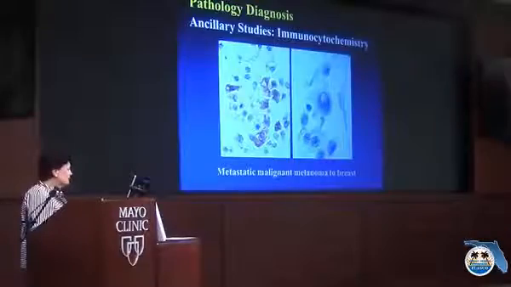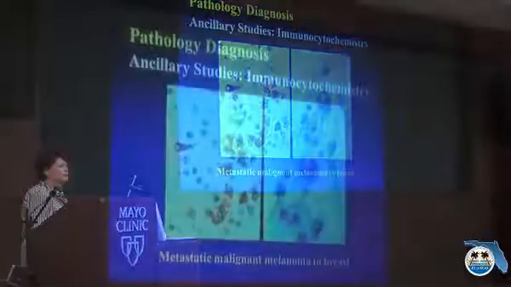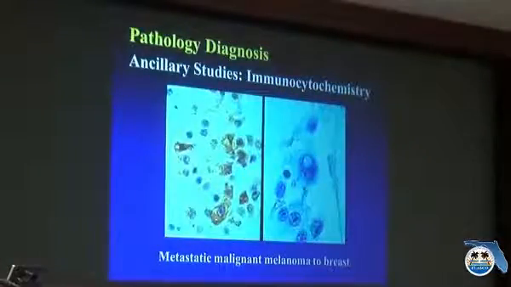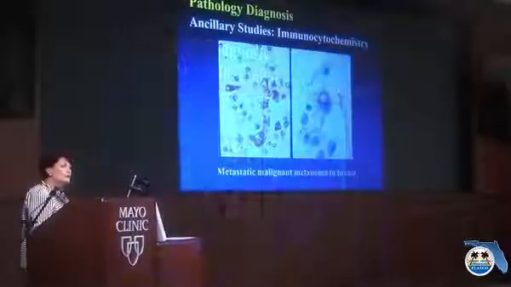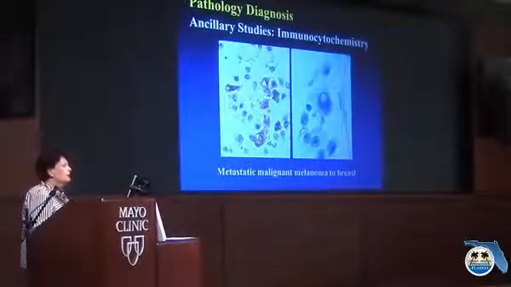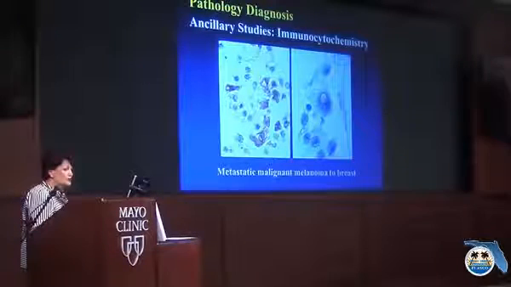This is again another example. Most of my examples are from breast because that's what I do. This is a case that, again, metastasis to the breast is not a very uncommon process. Malignant melanoma is the most important metastatic tumor to the breast. In men, prostate cancer is the most common metastatic tumor to the breast.